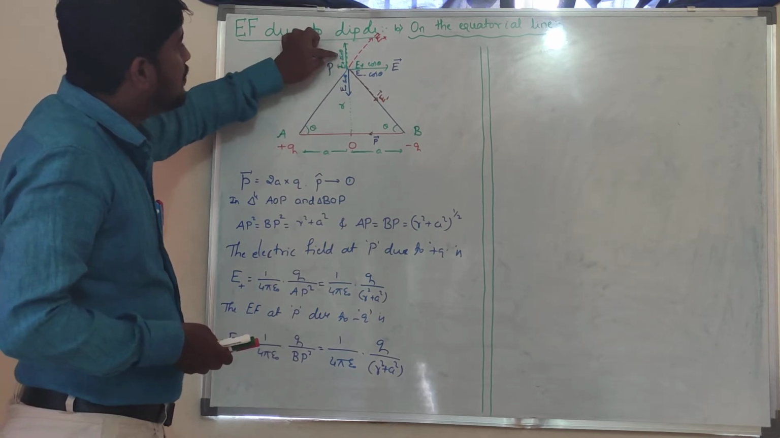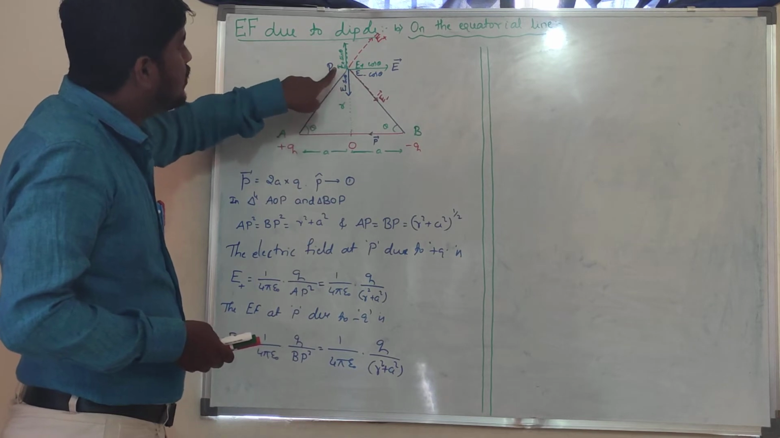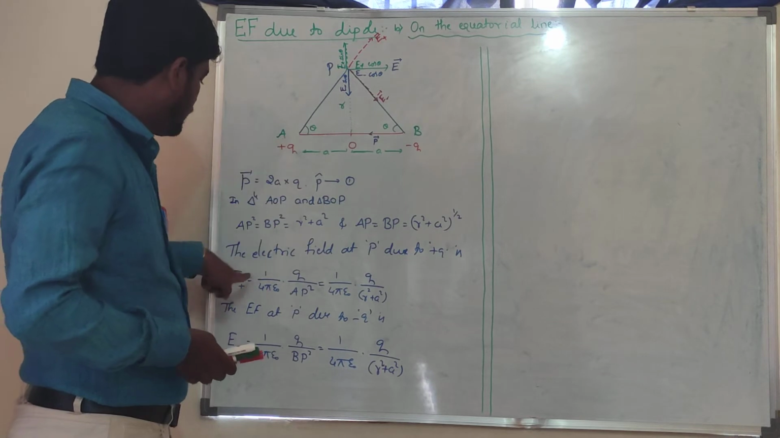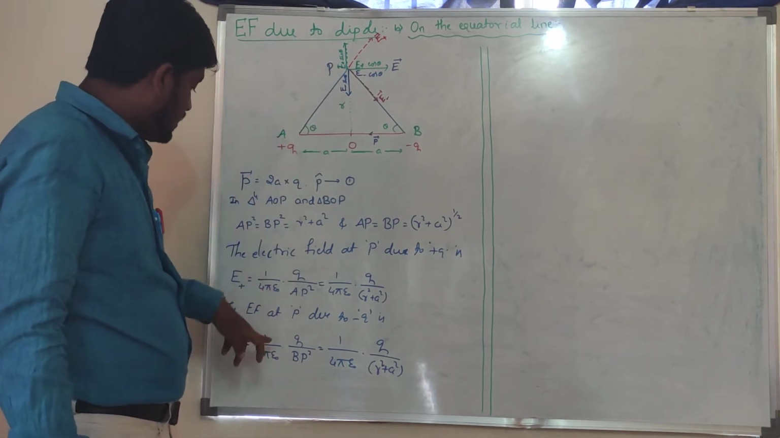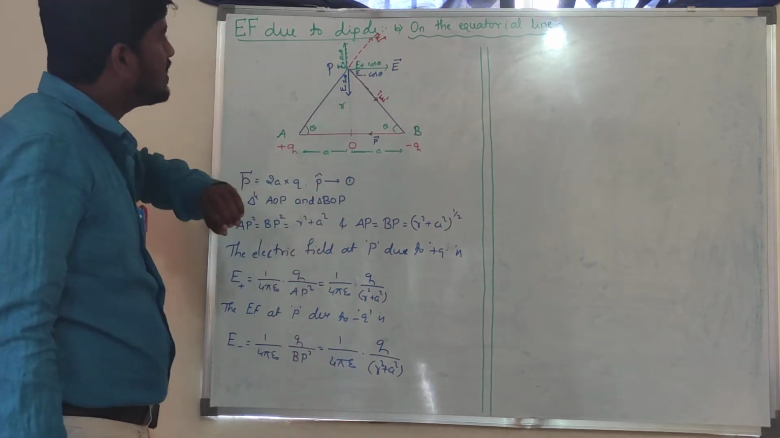Perpendicular components, that is E plus sine theta and E minus sine theta. Before taking sine theta, just consider the magnitude of E plus and E minus. E plus value is 1 by 4 pi epsilon naught q by AP square. E minus is also 1 by 4 pi epsilon naught q by r square plus a square. Both have the same value.